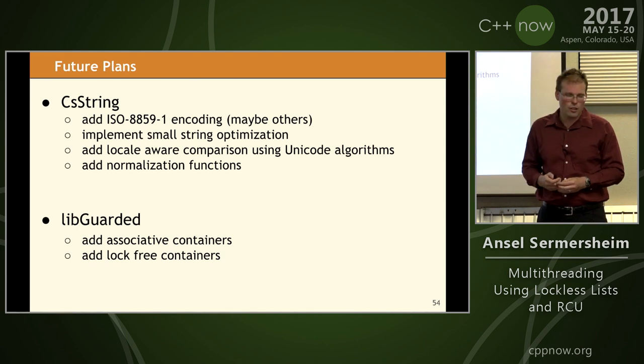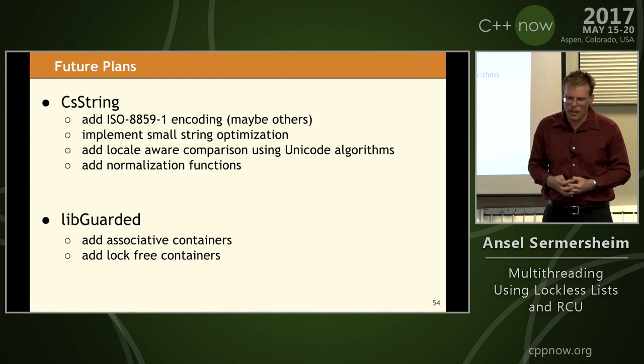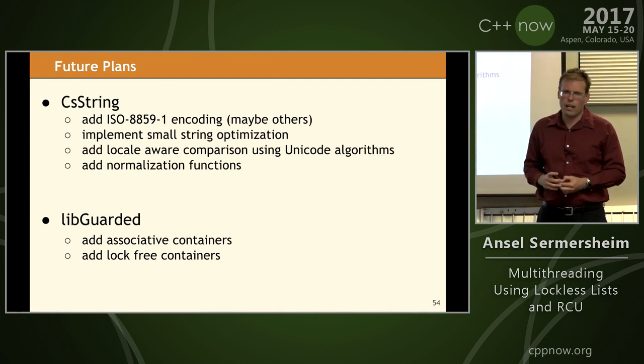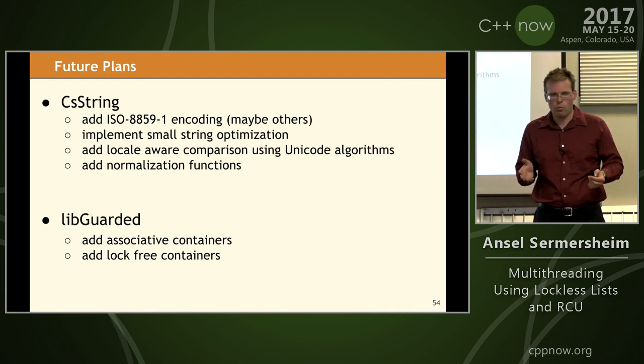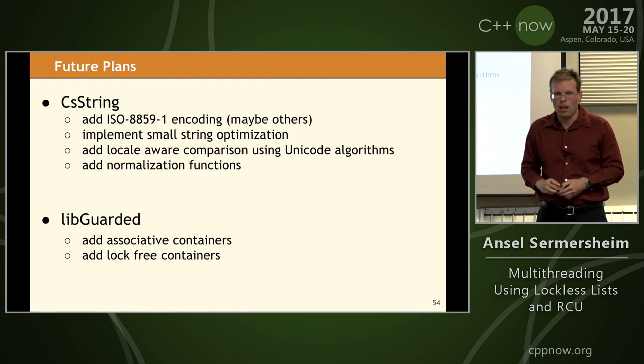In libGuarded, as I just mentioned, I'd like to add associative containers. I'd also like to add lock-free containers. The lock-free container portion actually turns out to be not entirely trivial. And the reason it's not entirely trivial is not because lock-free containers are challenging. There are well-defined algorithms for working with them. The reason is because the API for working with them in a sane way is challenging. Because if you have multiple writers accessing a lock-free container simultaneously, it can be very difficult to reason about what order the changes will be made.